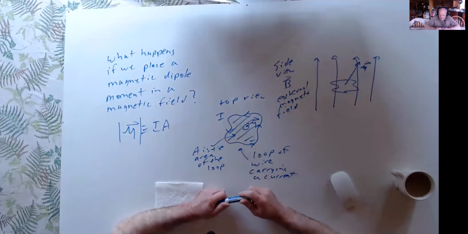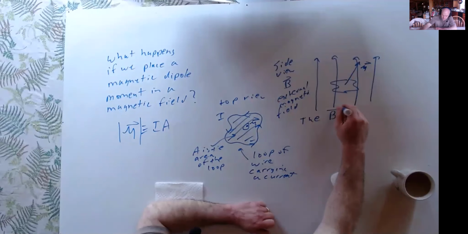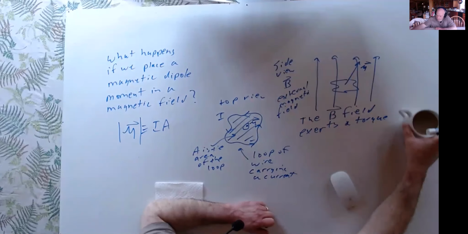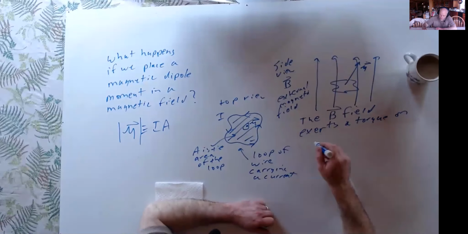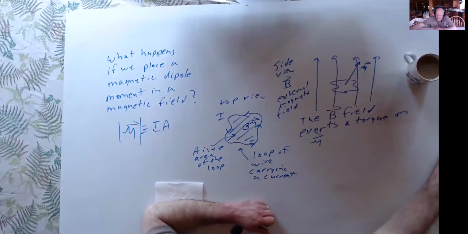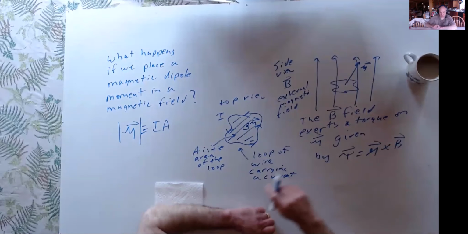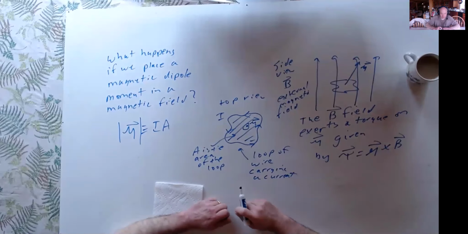Okay, so I'm going to give you the answer, then I'm going to go through and prove it. What we're going to find out is that the magnetic field exerts a torque on mu given by, tau is always the torque, mu cross B. So we're going to have to do another cross product here.